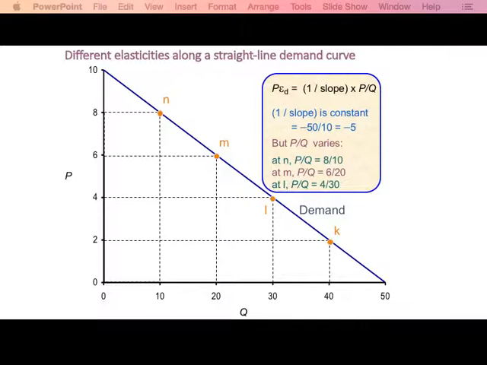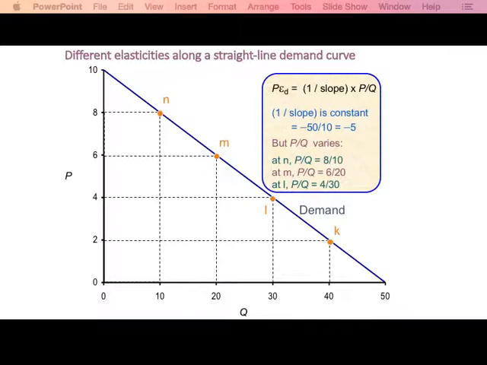Does this make sense to you guys? Point K? It's minus 1 over 2. What did you get? Minus 5 times 2 over 40. 10 over 40, right? So 1 over 4. Okay. I'm sorry. Yeah. Negative 1 over 4. Very small elasticity. I got my own calculation wrong. Sorry. So, does this make sense to you guys?